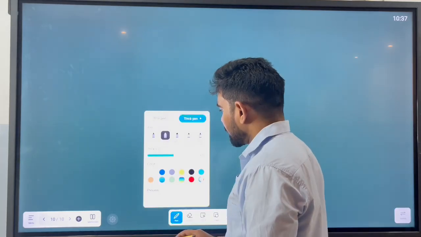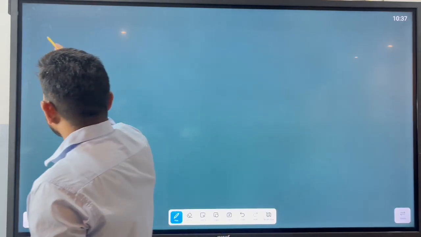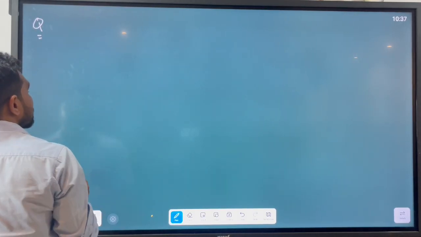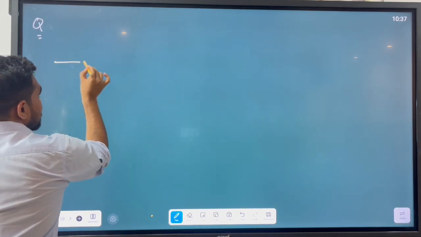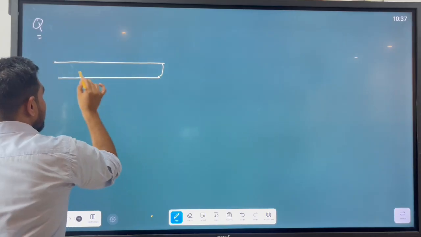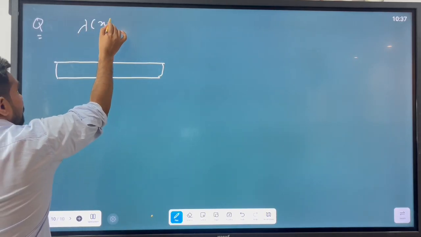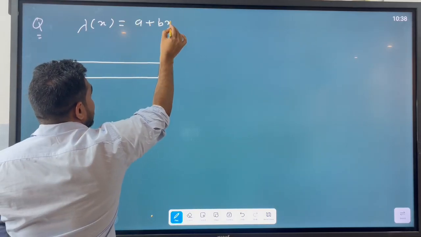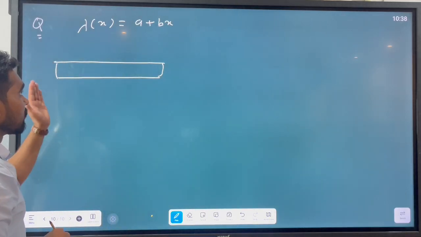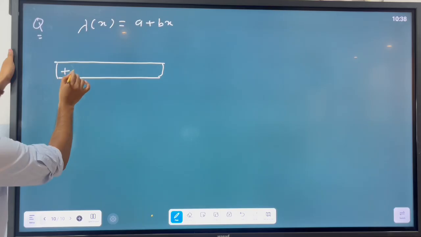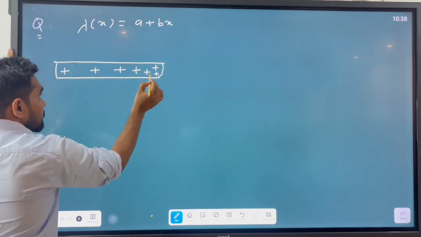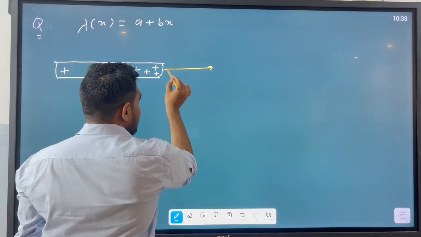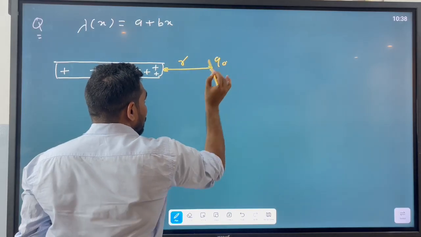Next numerical problem related to the JEE exam. Suppose this is a non-uniform charge rod, where lambda varies with distance: lambda equals a plus bx. The charge density changes with respect to distance, and it is a similar numerical problem as the previous explanations. This is a distance r, and here is the point charge q naught.